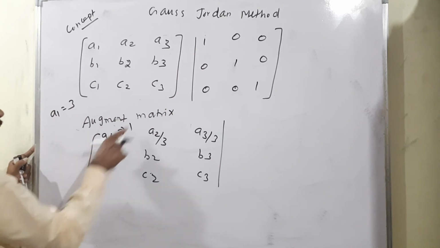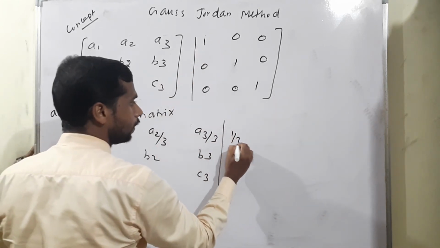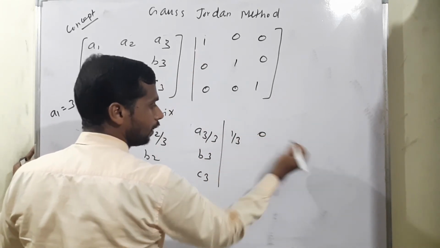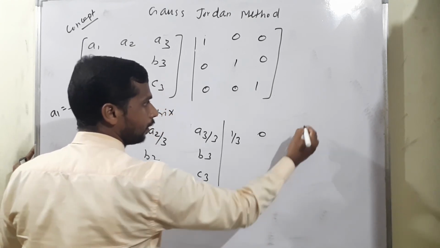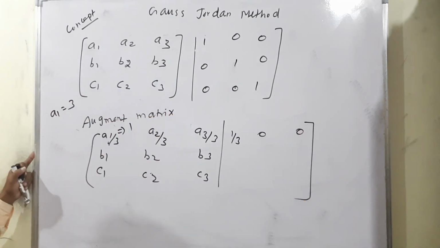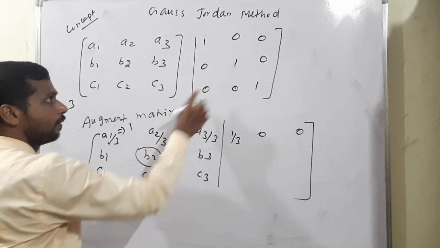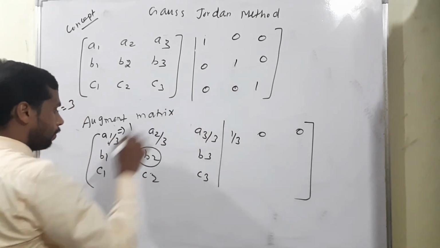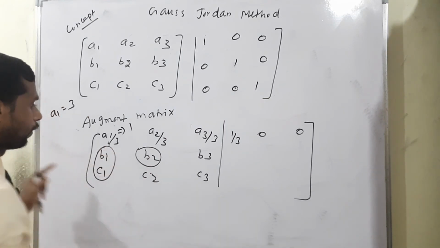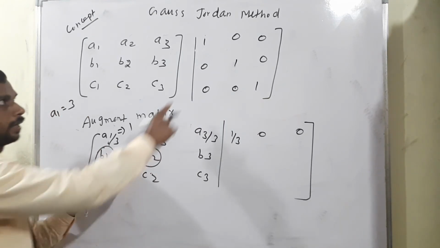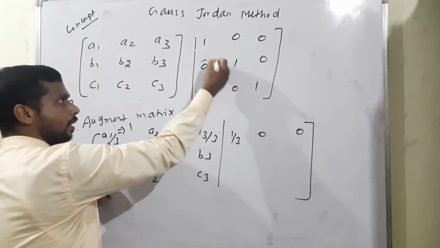Each and every time divided by 3 means the next condition we also have to apply. This is called 1 by 3. 0 divided by anything means 0. Again, 0 divided by anything will be 0. Next, we have to make this value 1, but under the term we also have to make it 0, because in an identity matrix the terms under the diagonal will be 0.